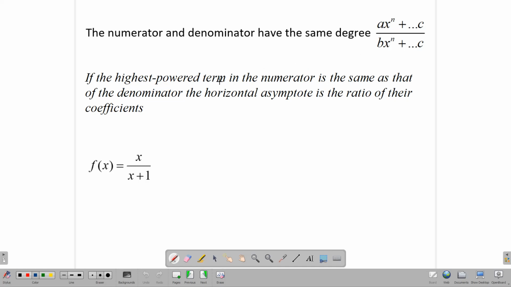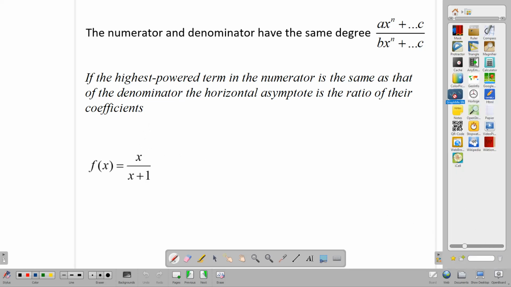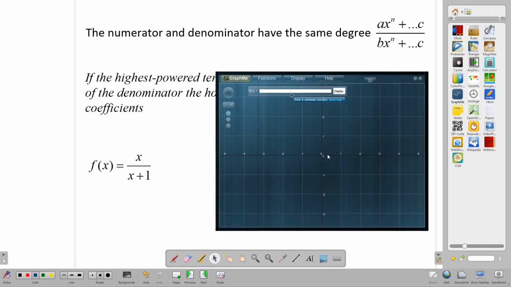So if the highest powered term in the numerator is the same as that of the denominator, then the horizontal asymptote is the ratio of their coefficients. Now, first, I want to look at this graph so we can talk about it a little bit and see exactly what's going on when we write x over x plus 1. Let us try to draw this graph. F of x is equal to x divided by x plus 1.